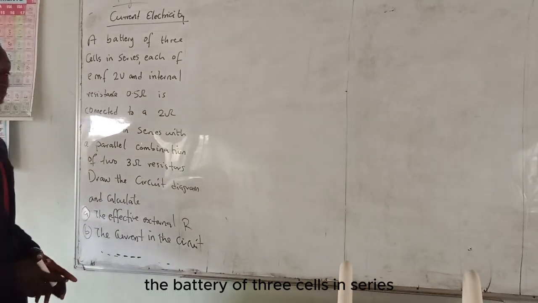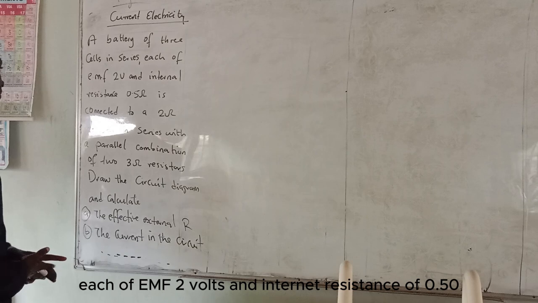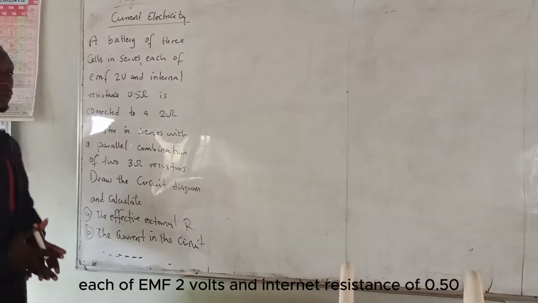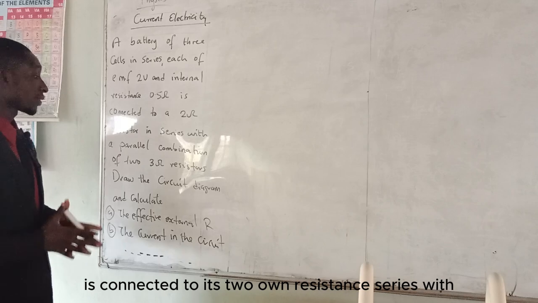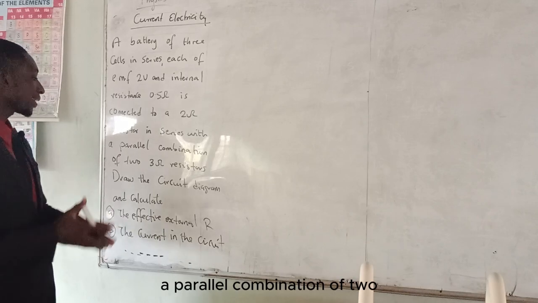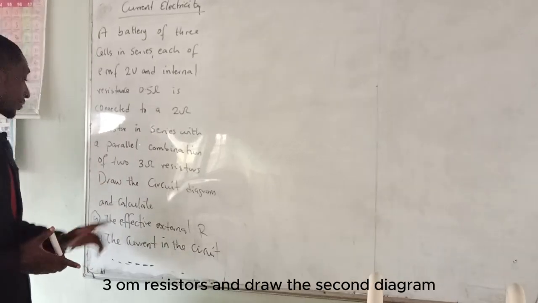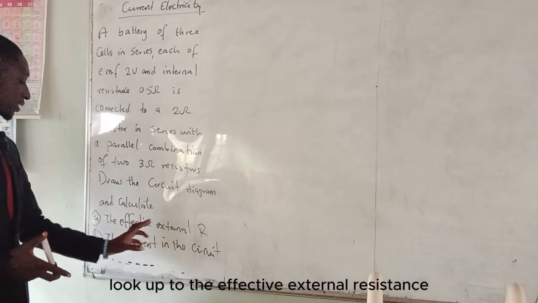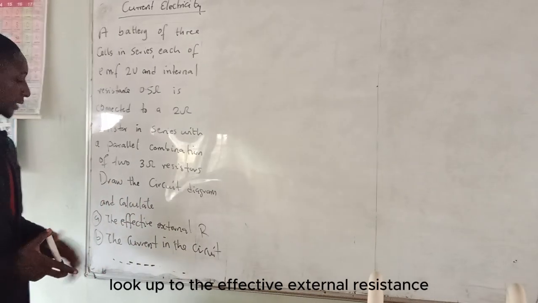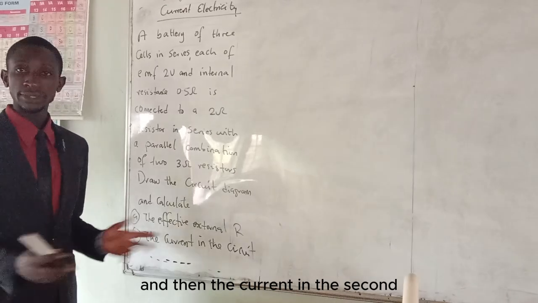The battery of 3 cells in series, each of EMF 2 volts and internal resistance of 0.5 ohm, is connected to a 2 ohm resistor in series with a parallel combination of two 3 ohm resistors. Now draw the circuit diagram. After drawing that, we'll calculate the effective external resistance and then the current in the circuit.